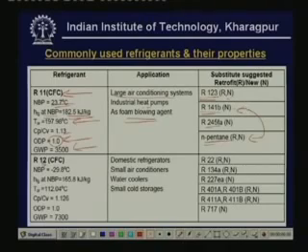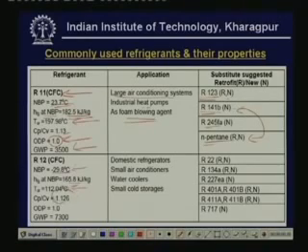Next you have R12, another very popular refrigerant. This is also a chlorofluorocarbon. It has a low normal boiling point of minus 29.8 degrees centigrade. That means its evaporator pressures will be higher than atmospheric if its evaporating temperatures are above almost minus 30 degrees centigrade. Its latent heat of vaporization is 165.8, critical temperature is also high, 112.04 degrees centigrade.